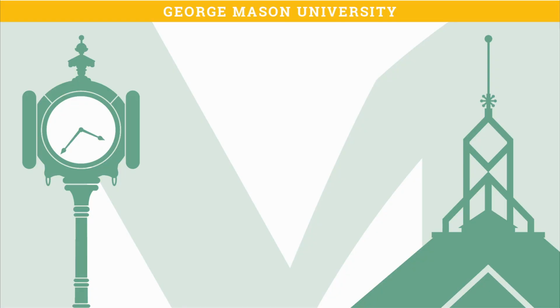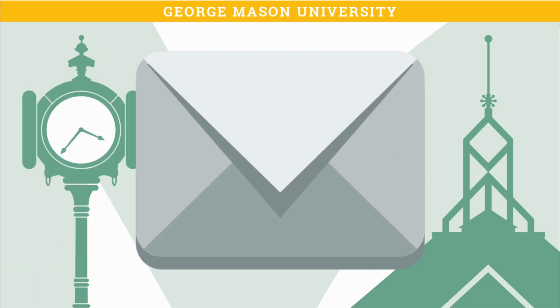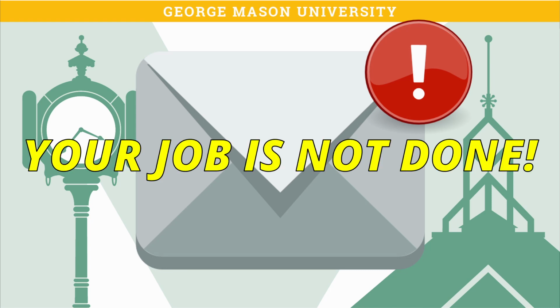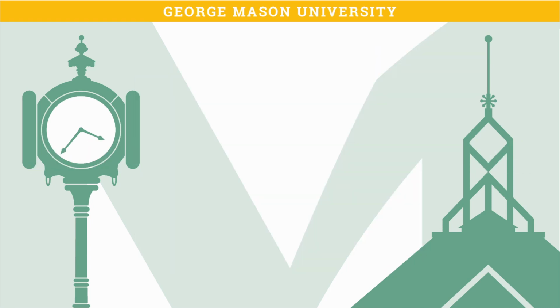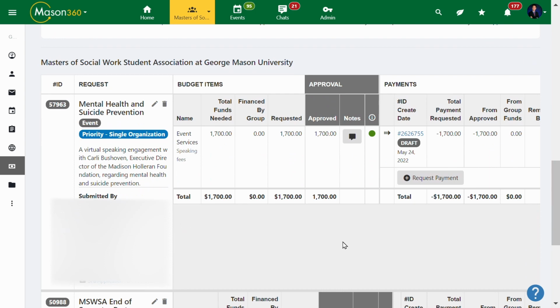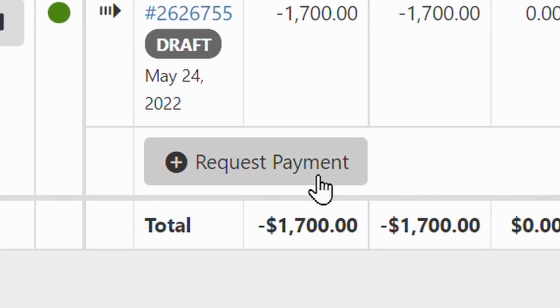There are important things to know prior to purchasing. Once you have received an email notification from SFB that your event is approved, your job is not done. Prior to any purchase, regardless of the spending method, you must either contact SI Budget or log into the Mason 360 Budgeting tab and click Request Payment.